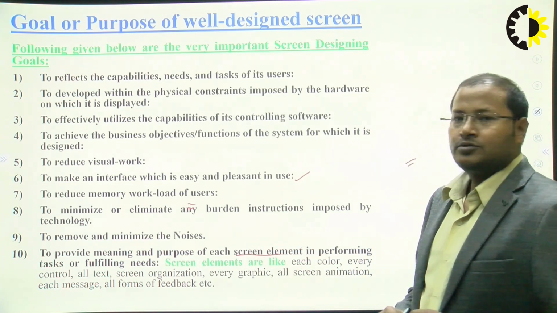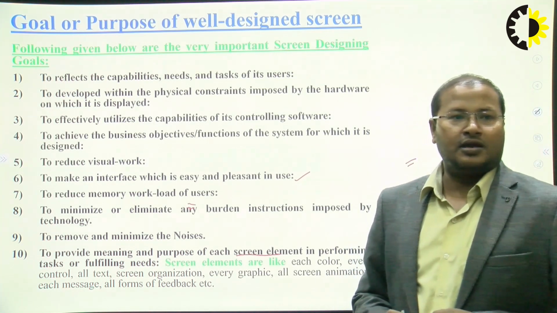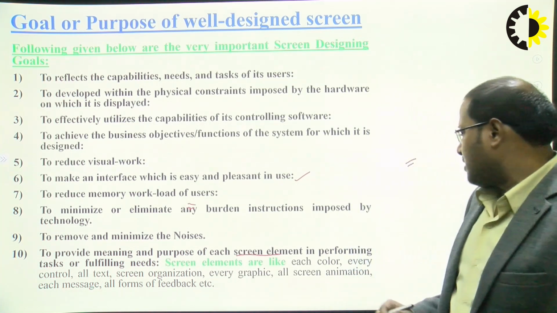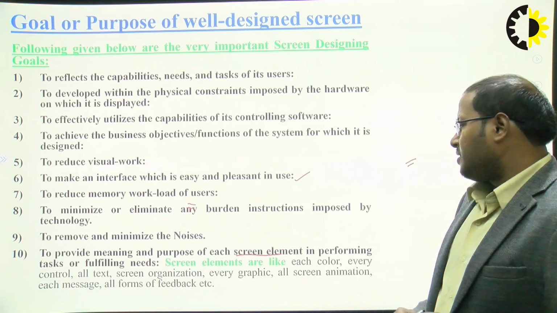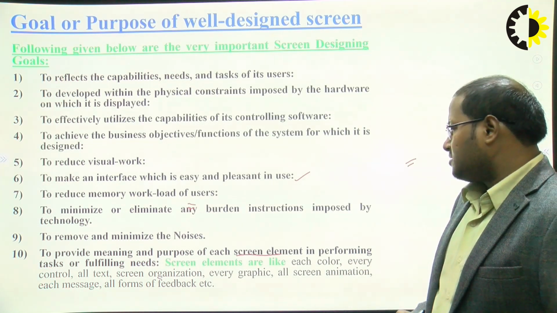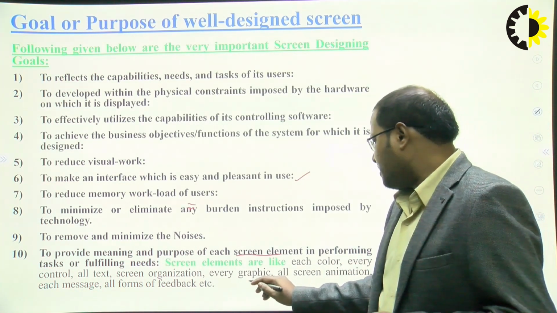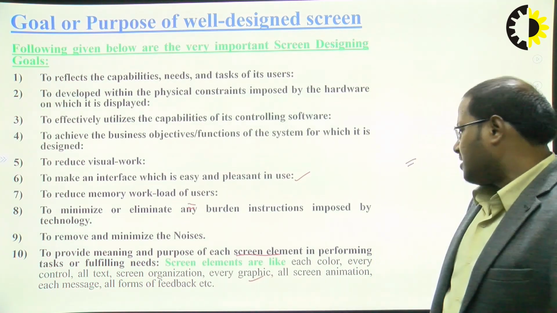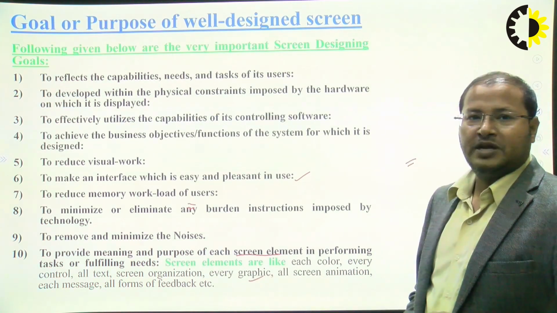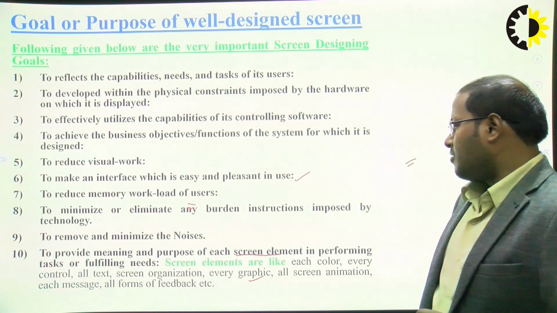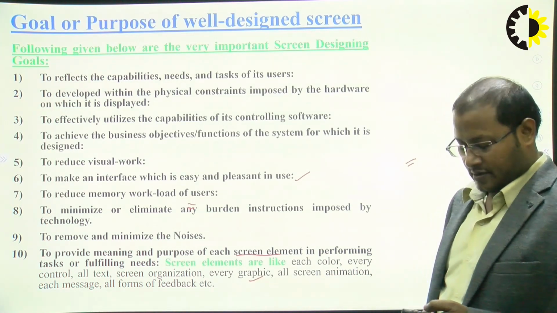So the question is, what are screen elements? Screen elements are like color, every control, all text, screen organization, every graphic, all screen animation, each message present on the screen, all forms of feedback, etc.